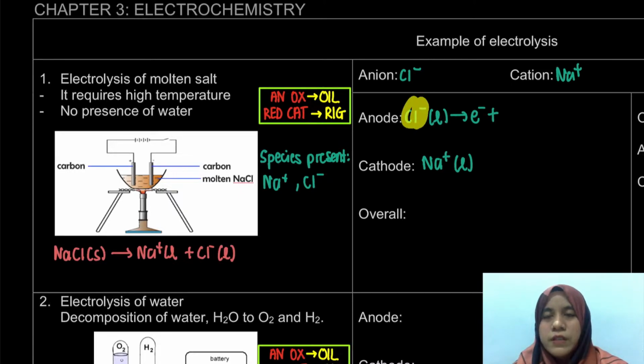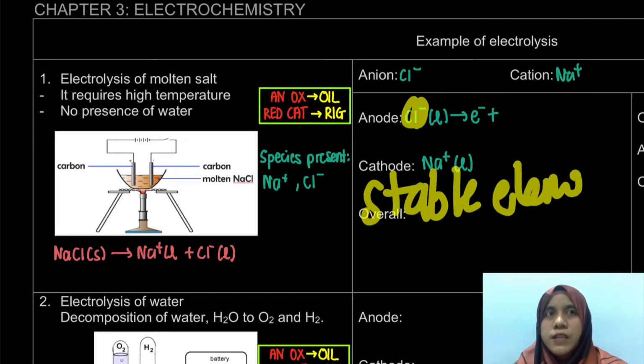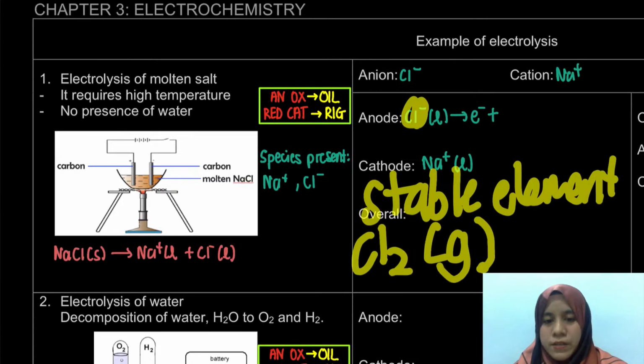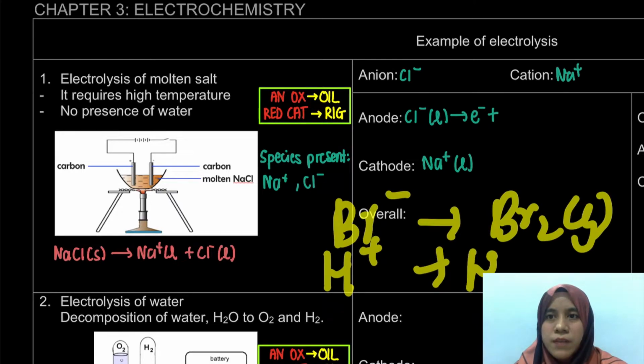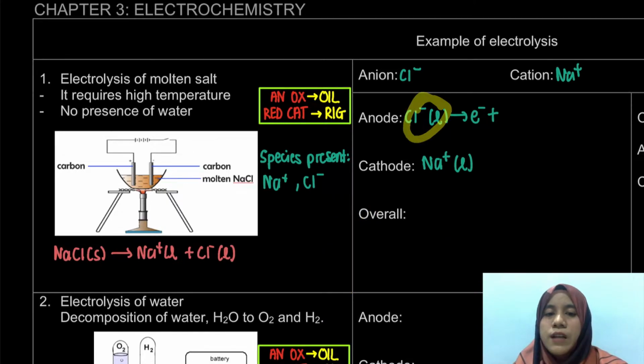Okay, chlorine, the stable element, is actually not Cl solid, it is Cl2 gas. So that's why Br minus gives Br2 gas. For H plus, the stable element is H2 gas. So Cl minus, stable element Cl2 gas.